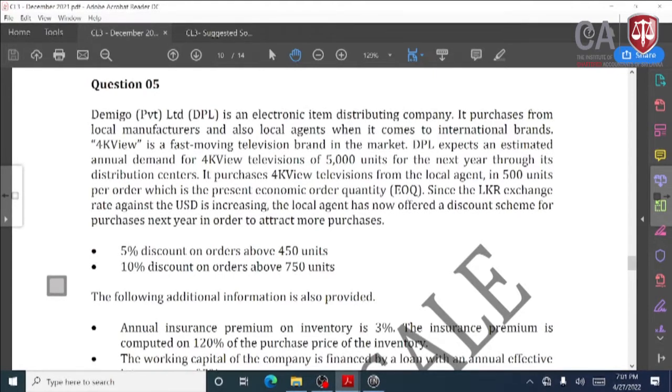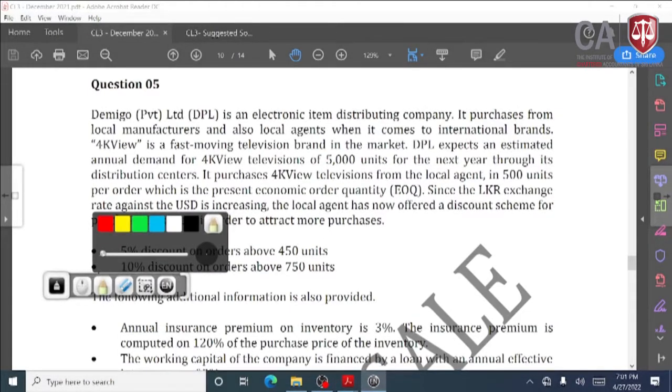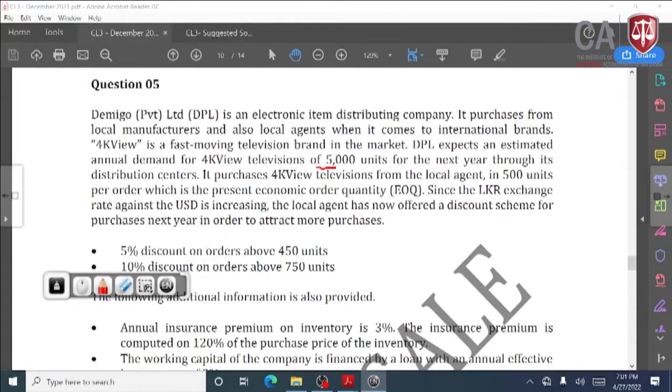4K View is a fast moving television brand in the market. DPL expects an estimated annual demand for 4K View television of 5,000 units for the next year through its distribution centers. That is the maximum demand, 5,000 units per annum. It purchases 4K View television from the local agent in 500 units per order, which is the present economic order quantity.